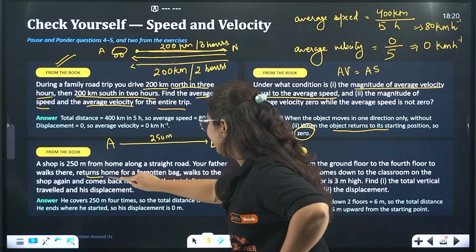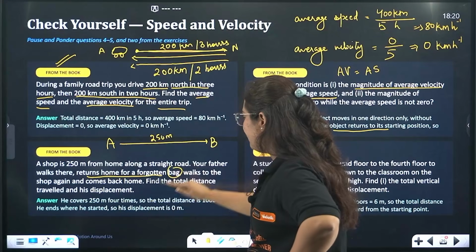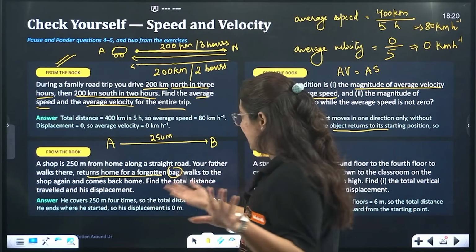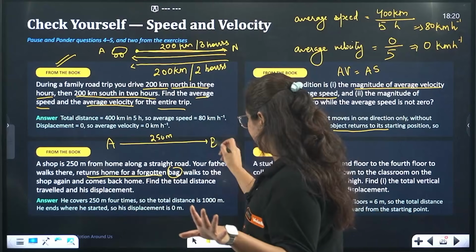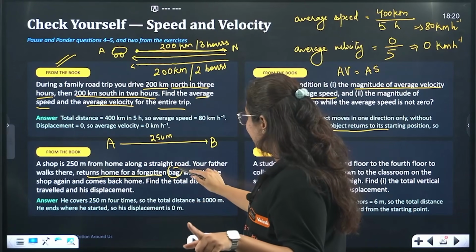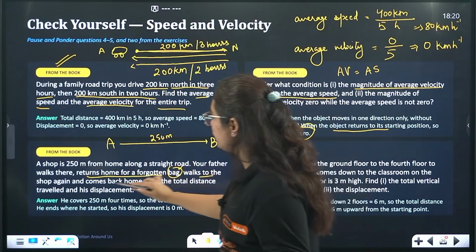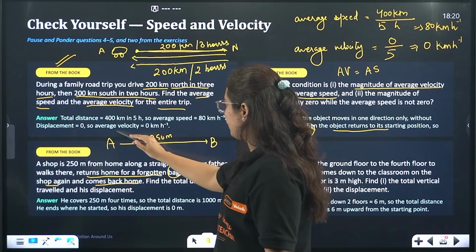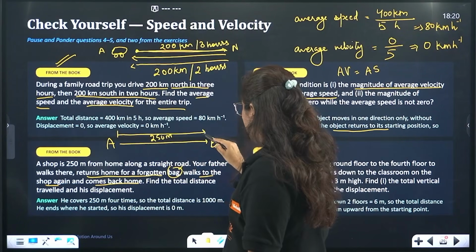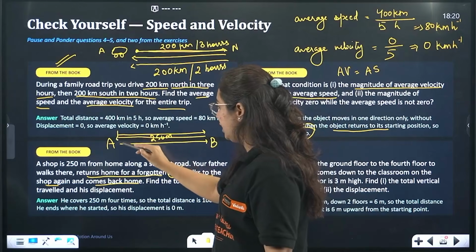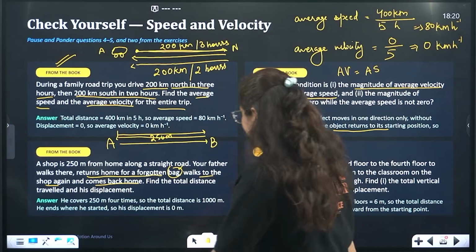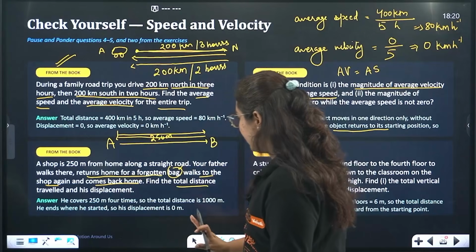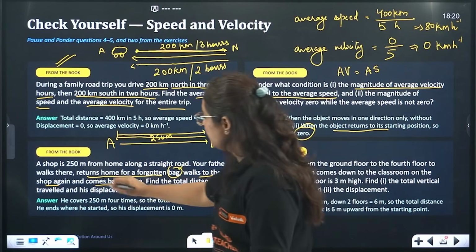Now he remembered that, my God, I forgot my bag. Chances are very low, however. But he realized that after reaching this position that he forgot his bag, and walks to the shop again and comes back home. Okay? So he started from here, went to the shop and then came back again. Twice the same distance is covered. Find the total distance. By total distance, arey no, I missed something. Okay, wait.